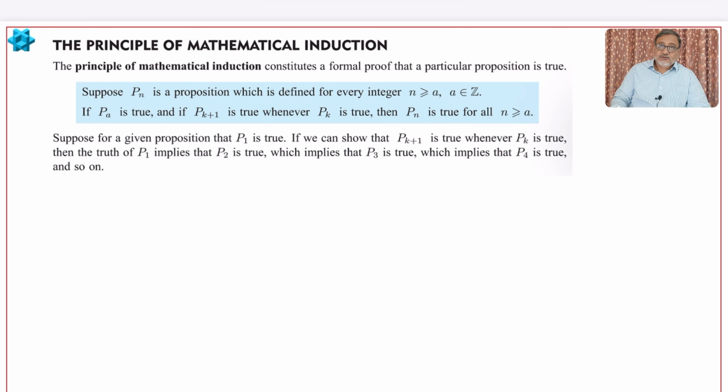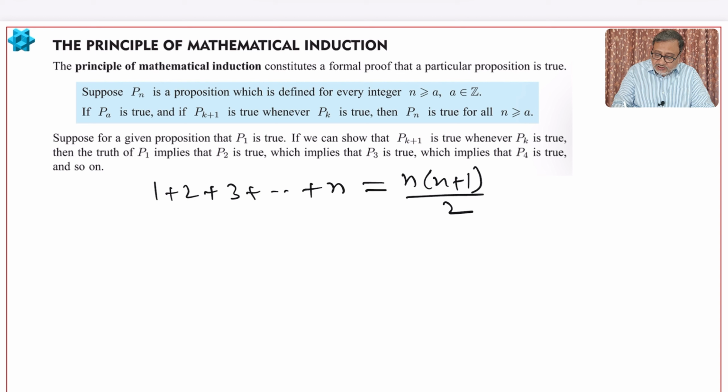As I told you, we will first prove it for the initial value. Let me show you one example. Sum of the counting numbers 1 plus 2 plus 3 plus so on plus n is equal to n into n plus 1 upon 2. This is the sum for n greater than or equal to 1. So the initial value is 1.